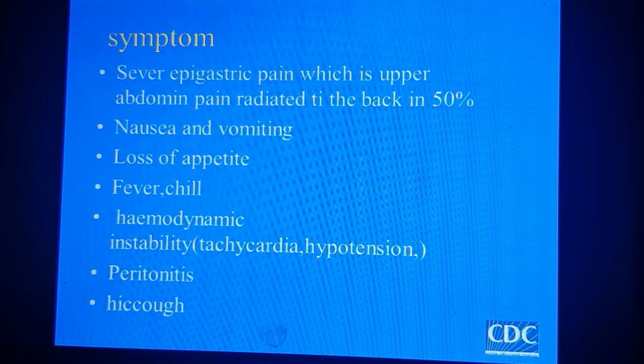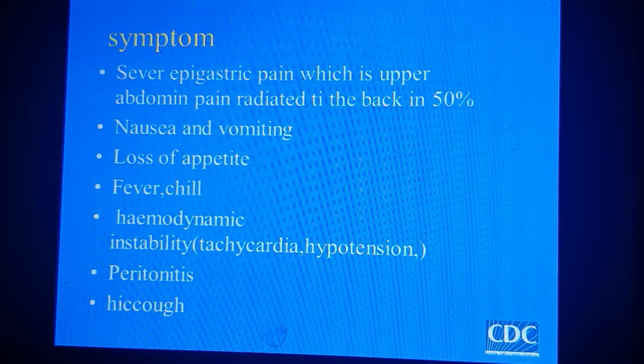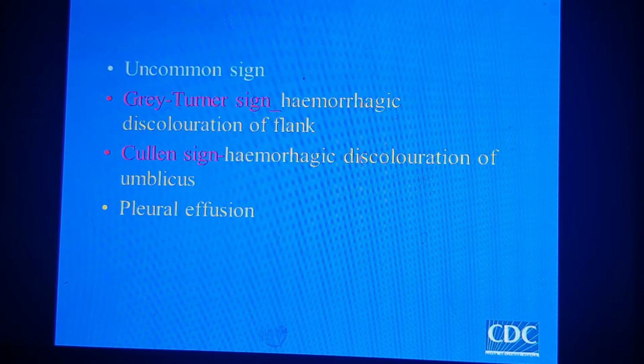What about symptoms? The patient usually presents with severe epigastric pain, especially in the right upper abdomen, radiating to the back in 50% of cases, and usually aggravated by eating and drinking and relieved by fasting and sitting upward and bending forward. Nausea, vomiting, loss of appetite, fever, chills, sometimes hemodynamic instability, especially tachycardia and hypotension, peritonitis, hiccups.